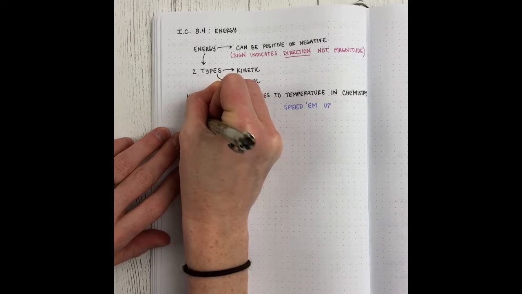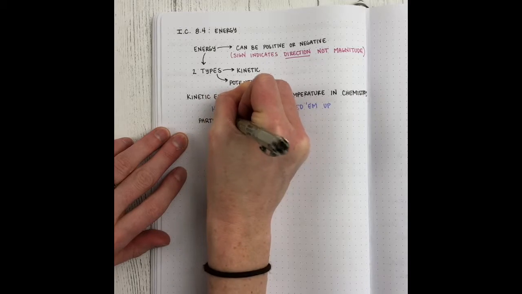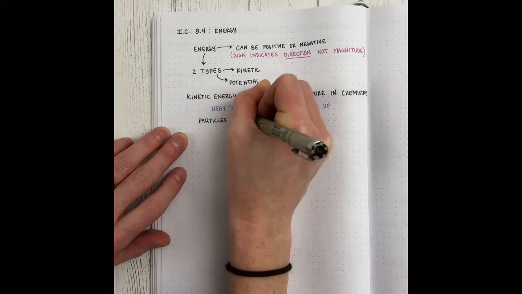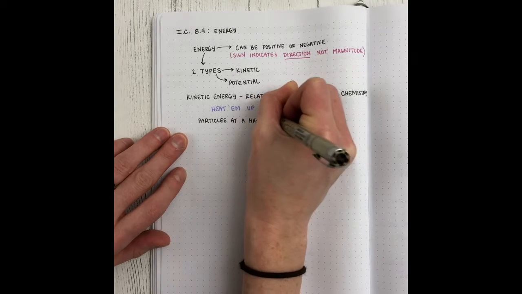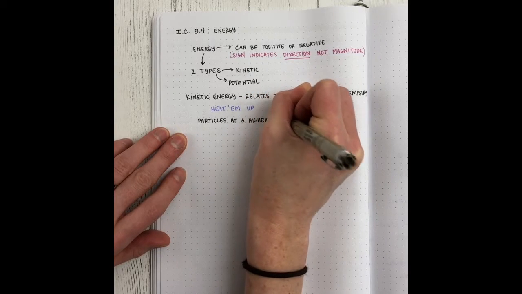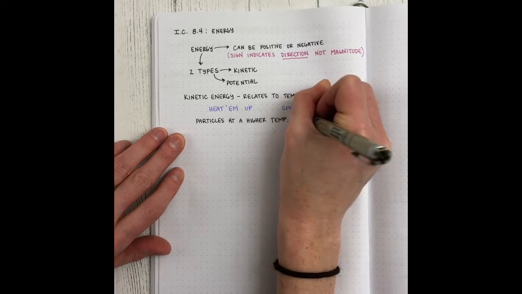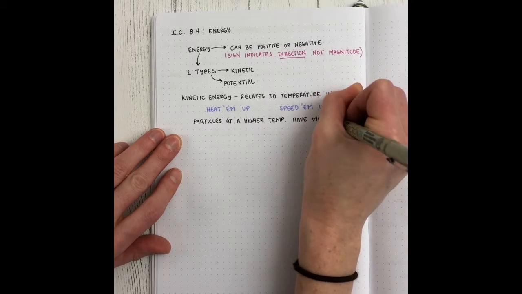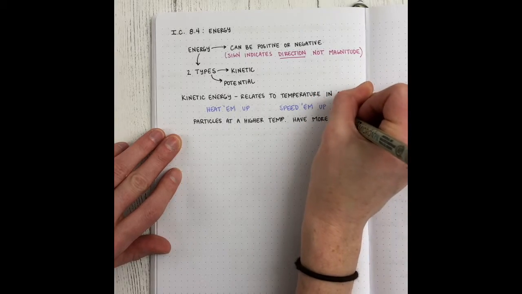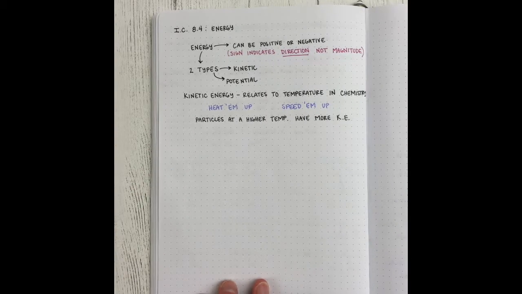And then to clarify this, particles that exist at a higher temperature have more kinetic energy. So if we're talking about particles of a gas, those are going to have a higher kinetic energy than particles of a solid. If we take liquid water and we start to increase its temperature, the molecules will move more rapidly. So particles at a higher temperature have more kinetic energy.